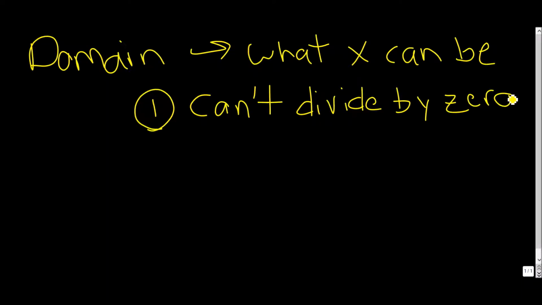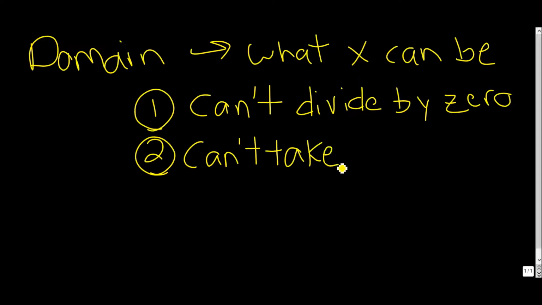So anytime an x value allows us to divide by 0, we're going to have something happen that is not usual. 2, you can't take the even root of a negative number.